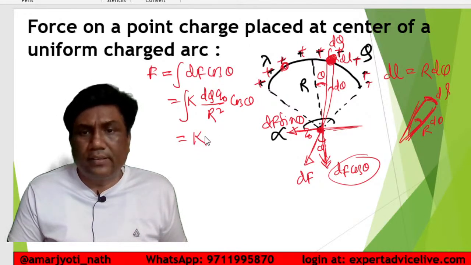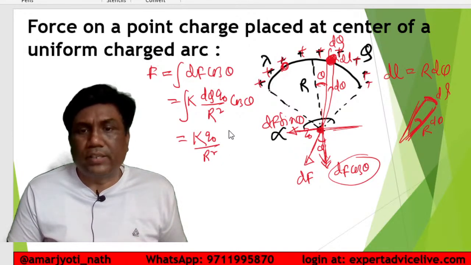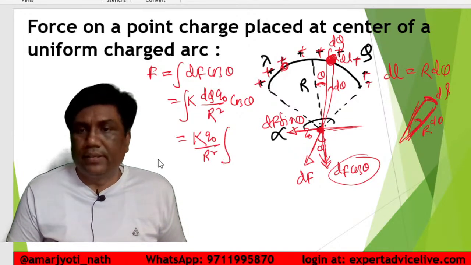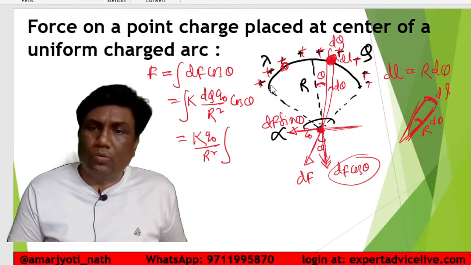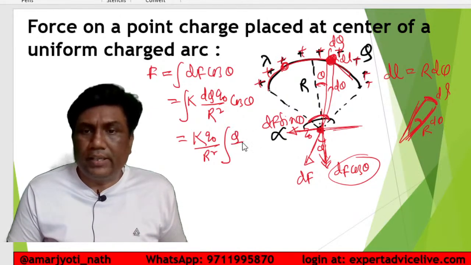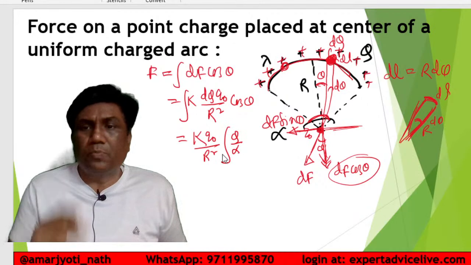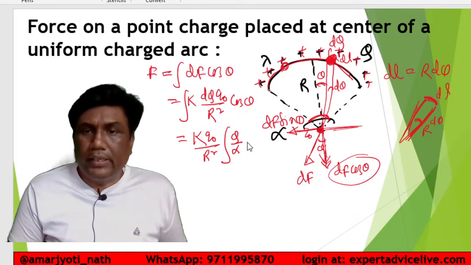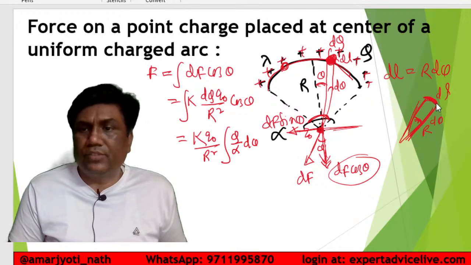K is constant, q naught is constant, r square is constant. Okay. So dq is left. dq can be written as, you see, total charge. If the total charge is q, and the total angle is alpha, so you can write q by alpha is the charge per unit angle into your angle, d theta. So this is nothing but the charge here into cos theta.